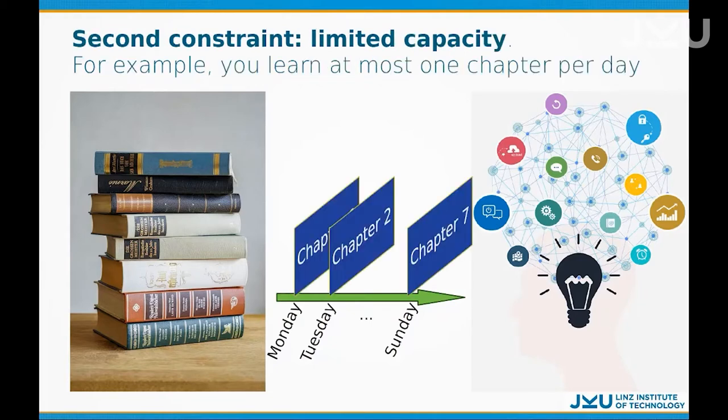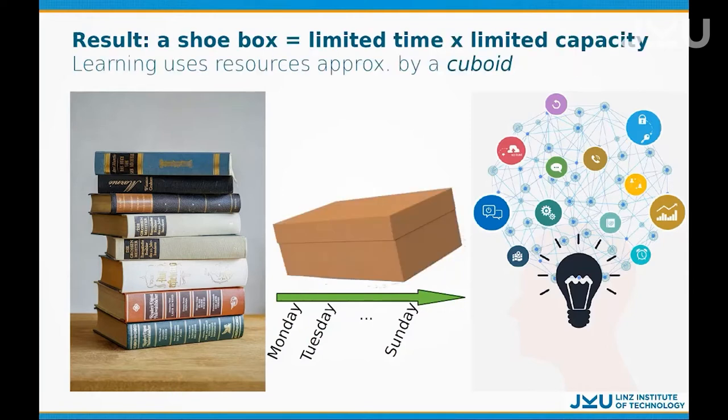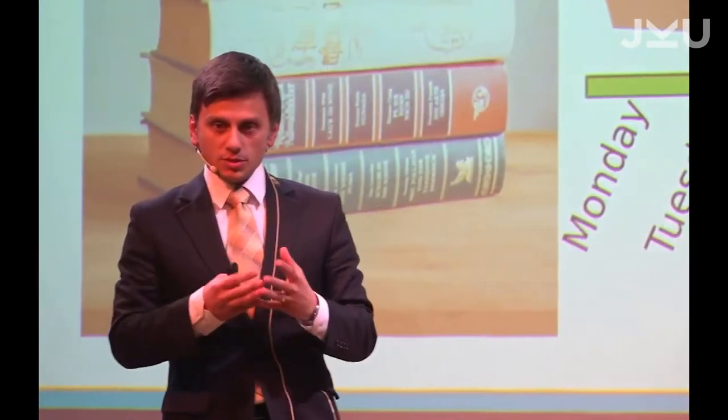The second constraint is that your brain is limited. You have limited capacity of learning. This means that you will learn one chapter a day. Each day, one chapter. So you can approximate everything in a shoebox. So the cuboid, limited time times limited capacity, is the result of your learning. It's your shoebox. So you have like resources for learning approximated by this.